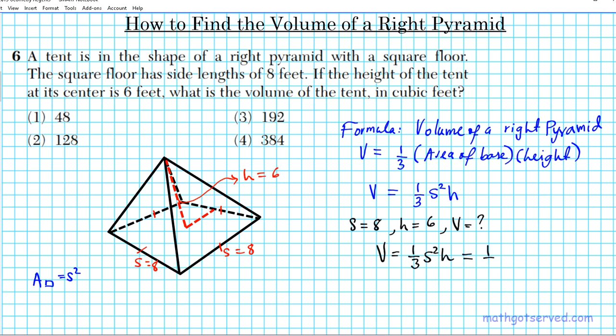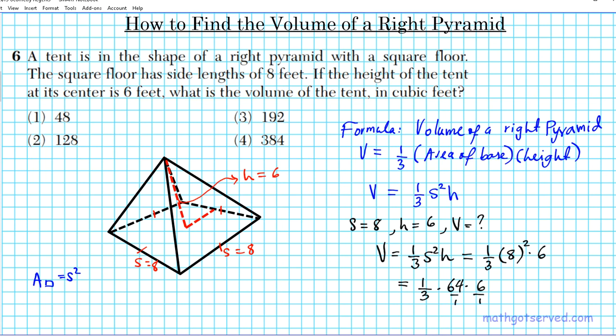So we're going to have 1/3 times 8 squared times h, which is 6. Now we're going to use order of operations. Please excuse my dear Aunt Sally to evaluate this. Do the exponents first. So 8 squared is 64 times 6. Okay? So we are just multiplying here.